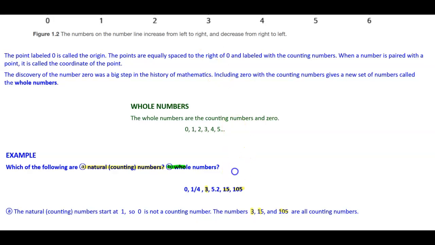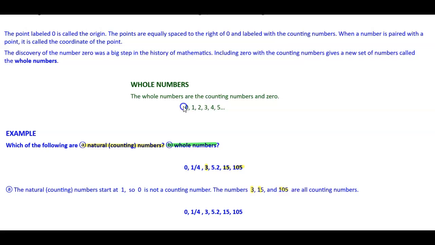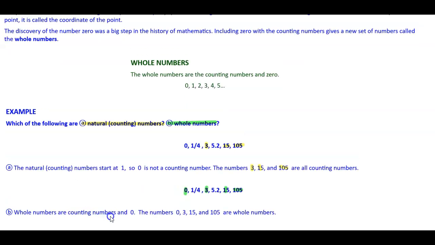Now we want to find the whole numbers. If we take a look at this list again, remember that the whole numbers start with the number 0. So we know that 0 is considered a whole number. Now 1/4 is not a whole number, but 3 is considered a whole number because it is a counting number and it includes 0. 5.2 is not a whole number, but 15 is, and 105. So therefore we would say that whole numbers are counting numbers and 0. So the numbers 0, 3, 15, and 105 are called whole numbers.